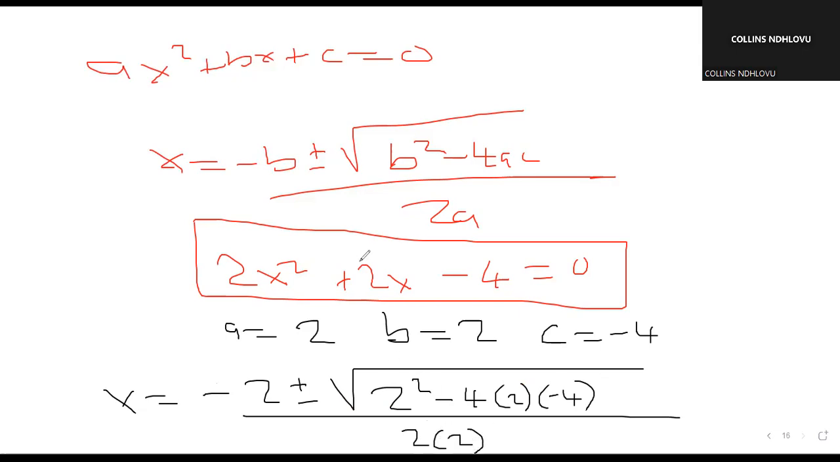Are you following what I'm doing in here, identifying our a, b, and c? Before I go into this, is anyone lost on finding the quadratic equation?